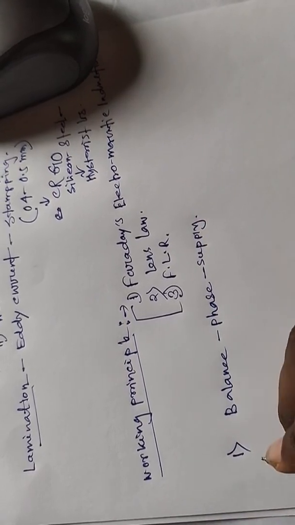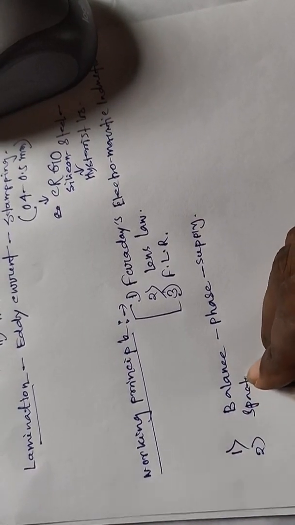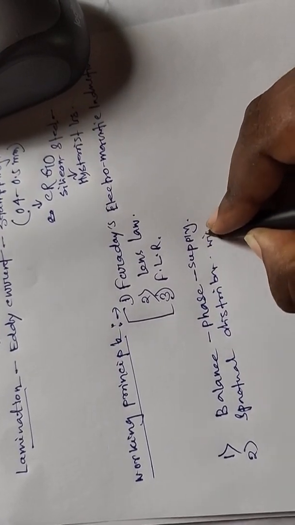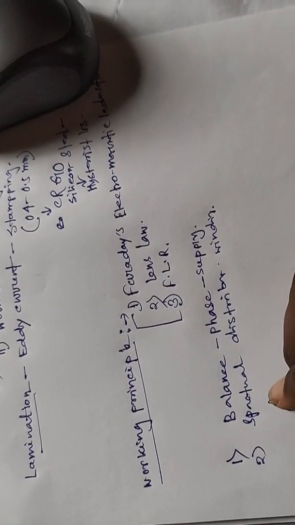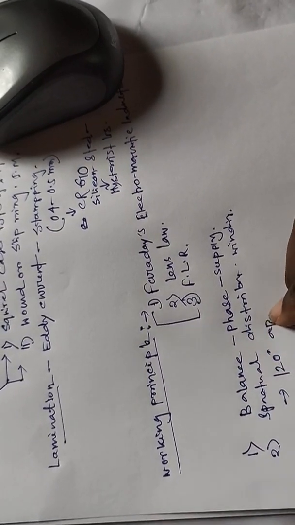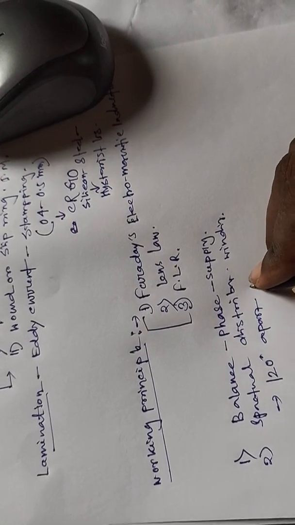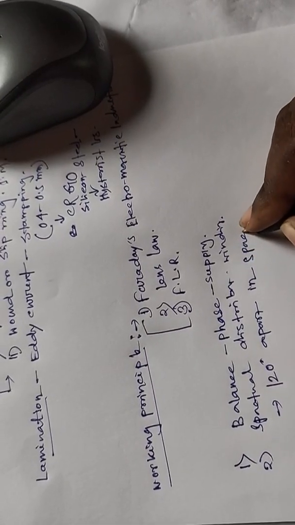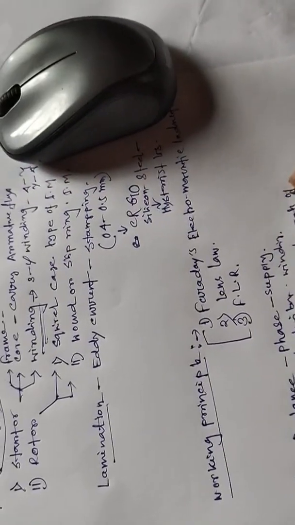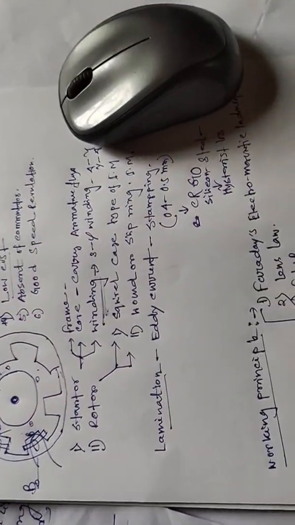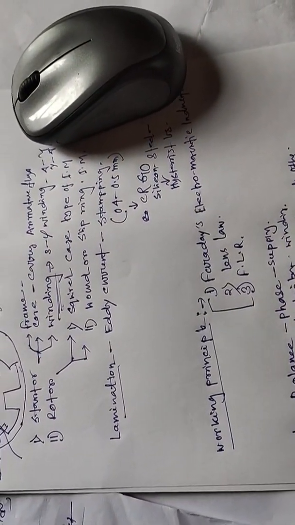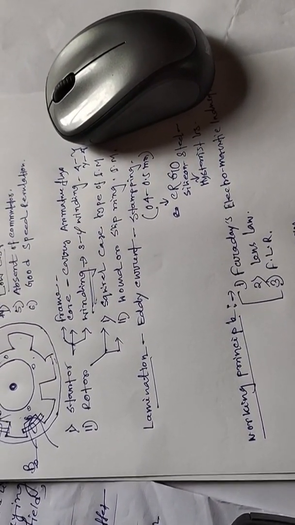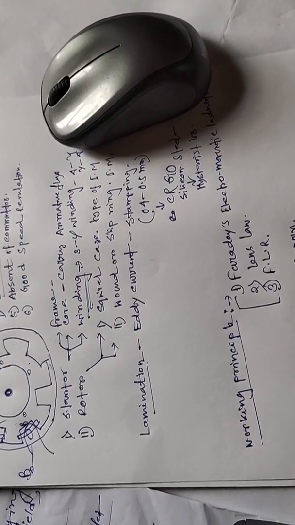The second is the spatial distribution of the winding. That means the three windings are 120 degrees apart from each other in space. That means this is the three phase supply R Y B, and they are apart by 120 degrees.